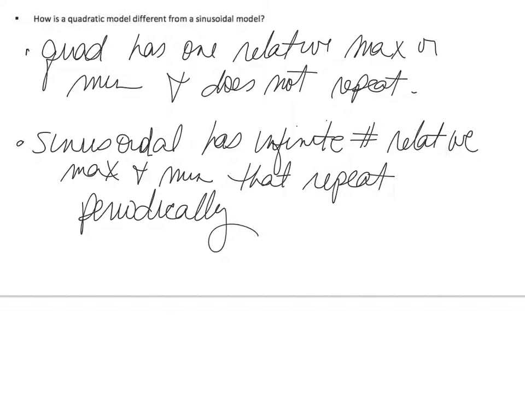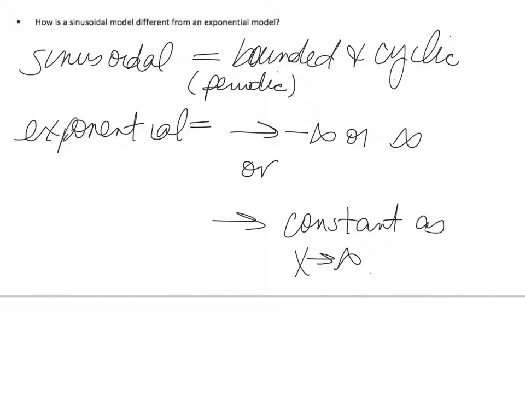How is a quadratic model different from a sinusoidal model? There you go. One more, right? How is a sinusoidal model different from an exponential model? Okay, sinusoidal is bounded and cyclic. It's periodic. Exponential either goes to positive infinity or negative infinity, or it goes to a constant value as x approaches infinity. And that's really it.